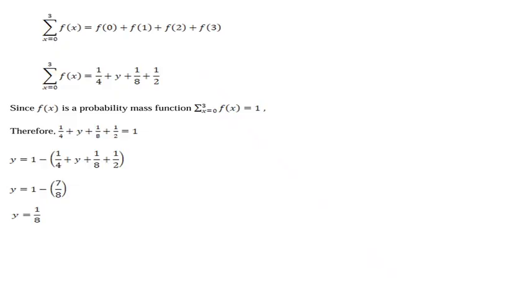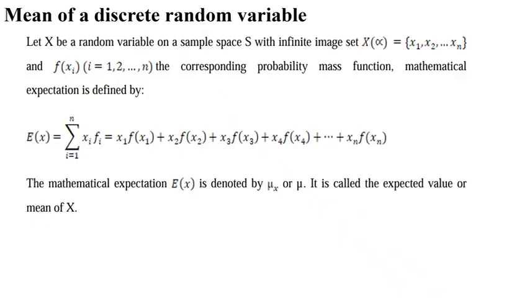So from here, our y will be equal to 1 minus (1/4 plus 1/8 plus 1/2). When you sum all together, our y will be equal to 1 minus 7/8, which equals 1/8. Our y is 1/8. Since we now know our y, if you sum 1/8 plus 1/4 plus 1/8 plus 1/2, it must equal 1.